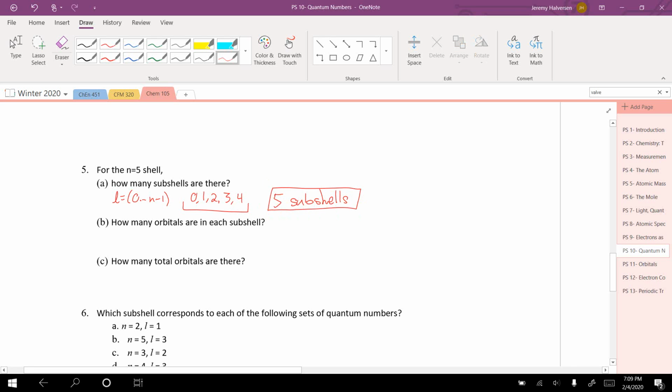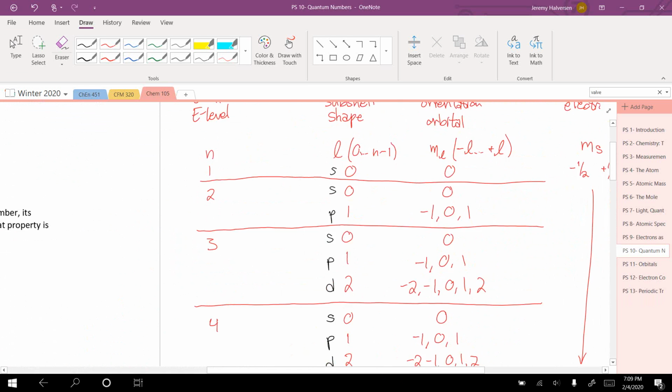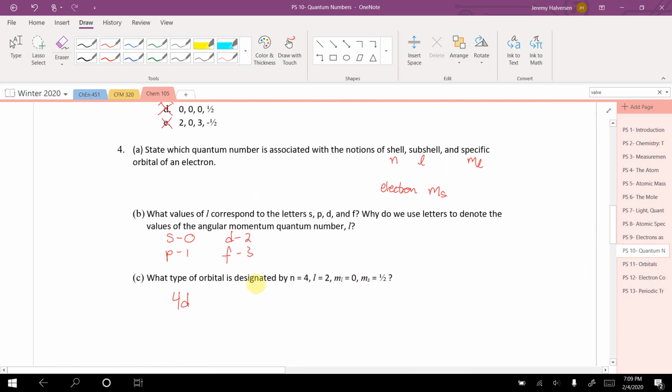How many orbitals are in each subshell? All right, 0 would have how many orbitals? Well, the number of orbitals is given by m sub l, which should be negative l up to positive l. So if it's 0, it's going to be 1. If it's 1, it's going to be 1, 2, 3. If it's 2, it's going to be 1, 2, 3, 4, 5. Okay, so we're just increasing odd numbers.